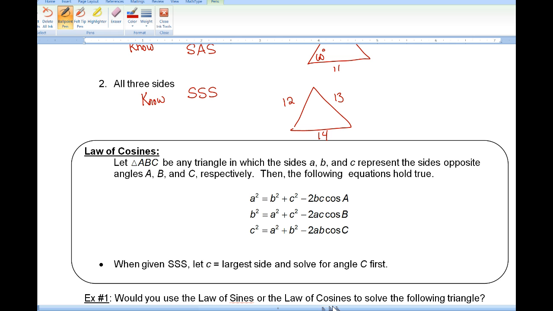Let's look at the first one. It looks like a squared equals b squared plus c squared. What about the minus 2b? Minus 2bc. So basically, if you have side A, remember the lowercase letters represent the sides. So if you have one side squared, it equals the other two sides squared minus 2 times the two sides, B and C, times cosine of the angle opposite. That's a lot of stuff.